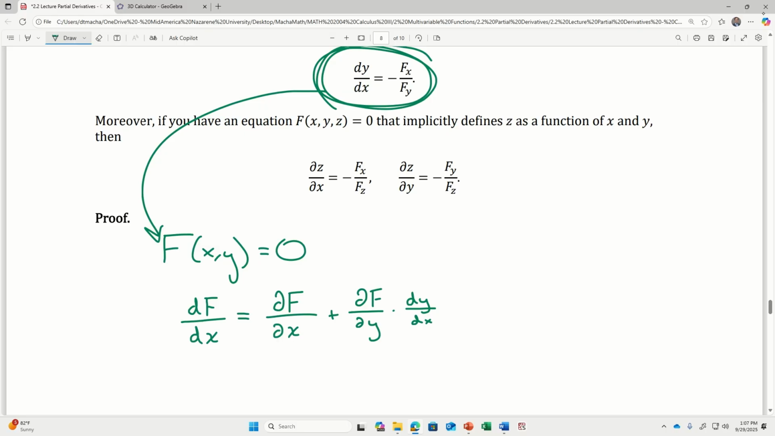Now, what I actually want to prove this formula is true is I need to find dy/dx by itself, and it's right here what I want to have isolated, so I just need to rearrange this a little bit to isolate that.